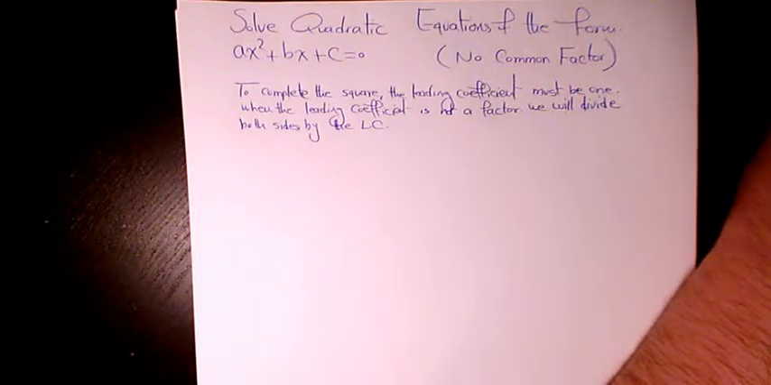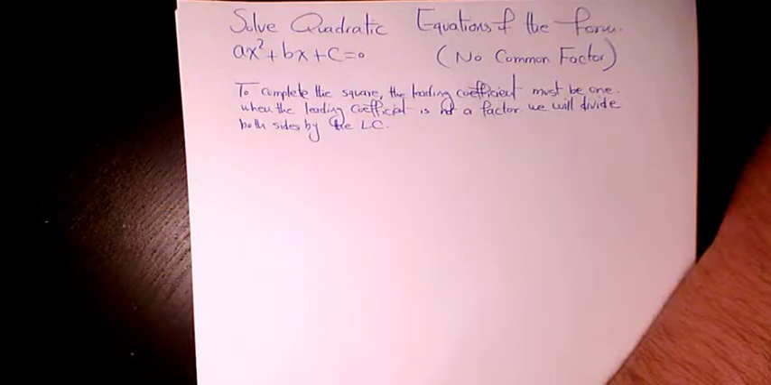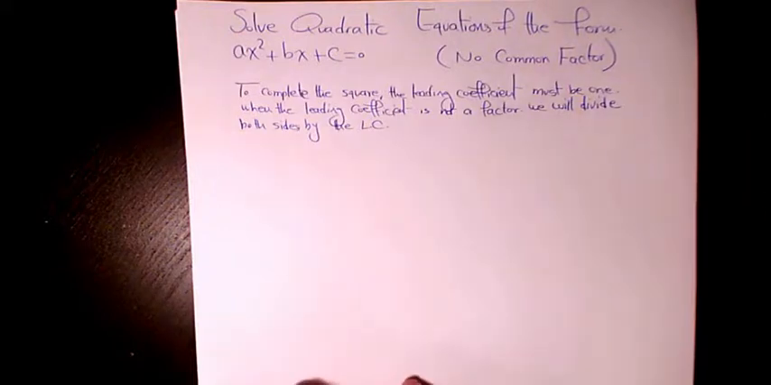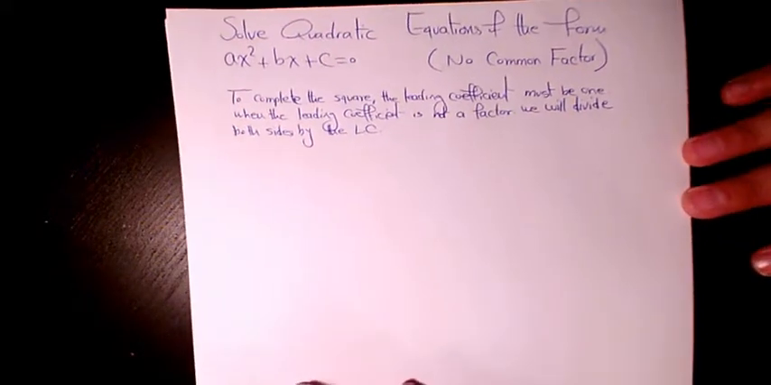In the previous video I showed you how to solve quadratic equations in the form of ax squared plus bx plus c equals 0 if we are dealing with a common factor. But sometimes we don't have a common factor. Let's see how we solve it.